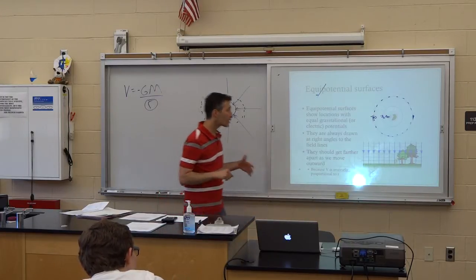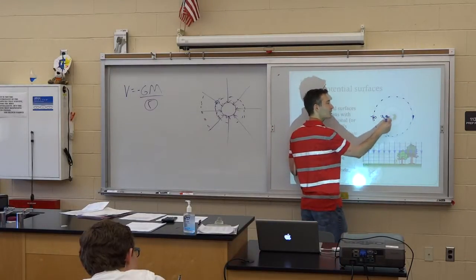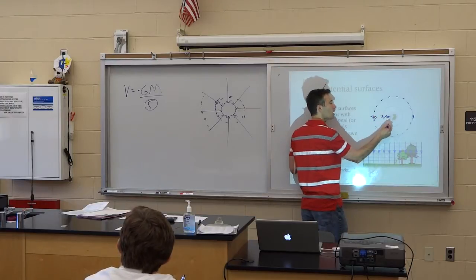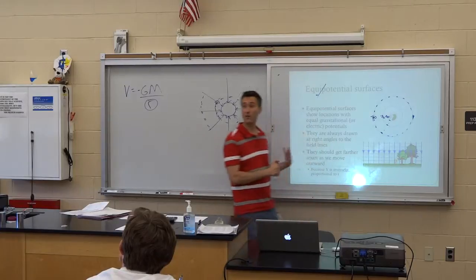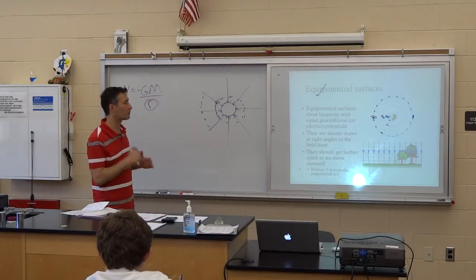The other thing that's of some importance is that as long as we have a constant gradient for gravitational potential, the surfaces should get further apart as we move further away from the Earth. It should take more space to get that same change in potential.